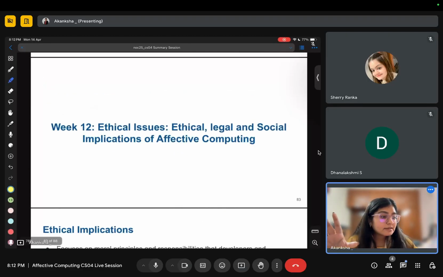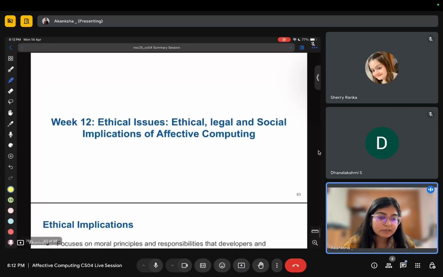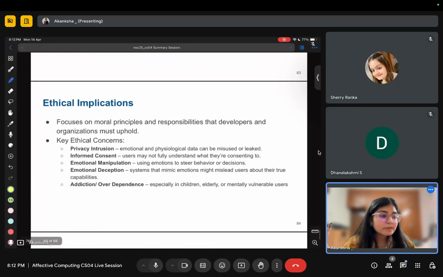Last is that we have some ethical, legal and social implications of this affective computing. Ethical implication means that privacy intrusion can be there. Ethical means related to what is right, what is wrong, right. So informed consent should be there, like they should know, I should know what I am signing up for. Emotional manipulation, like I said, shouldn't be there.